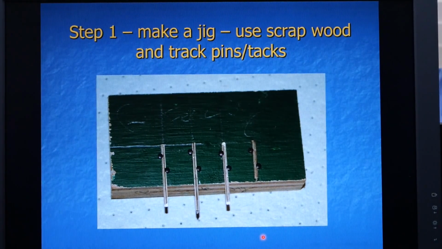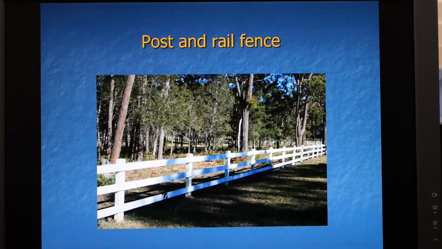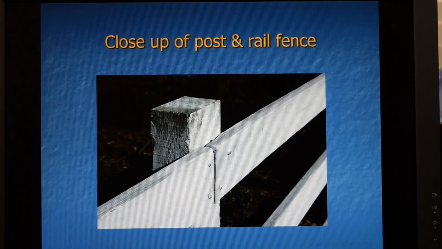Here's the jig I made, which is just using some track pins to hold the rail in place for the soldering process, where it's then soldered down. Another type of fence, post and rail, very simple. It's just drive the posts in to your layout and then place the horizontal rails and then paint it.